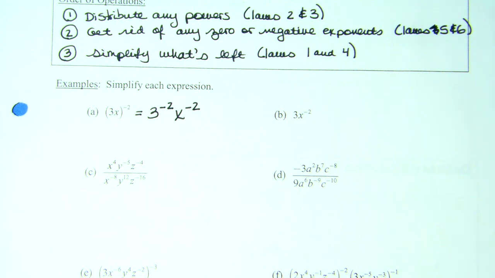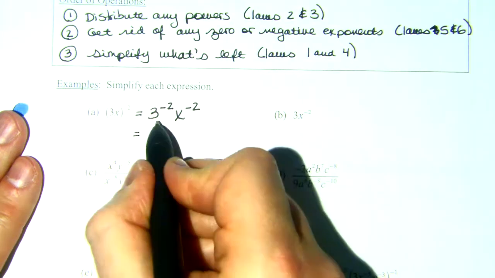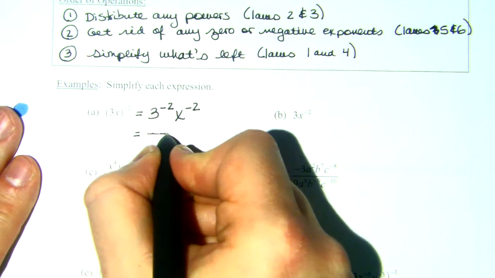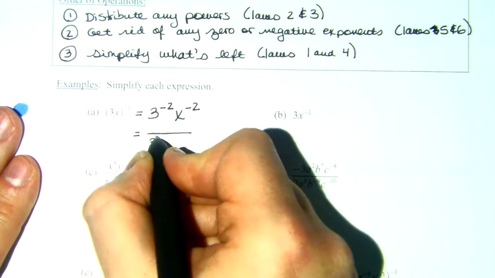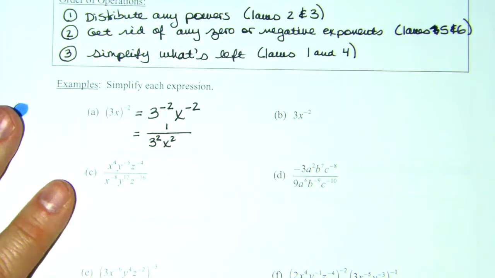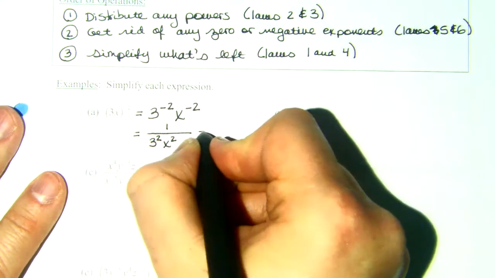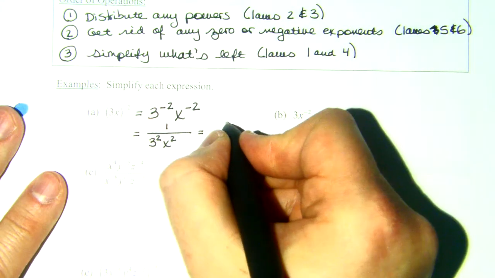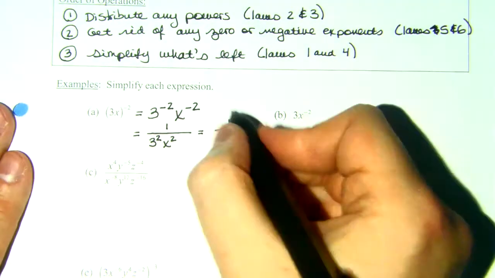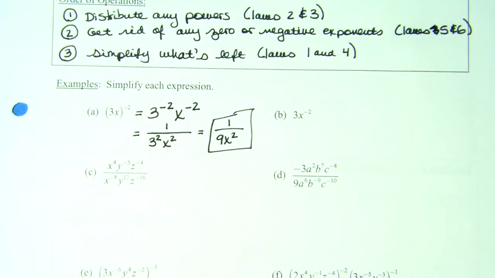Now, I need to get rid of any zero or negative exponents. I don't have any zero exponents, but I do have negative exponents. Both of these exponents are negative, so I need to move them to the denominator. I'm going to put a 3 squared in the denominator and an x squared in the denominator, and I'm going to get 1 over 3 squared x squared. I'm going to finish this off by simplifying what's left. Well, 3 squared is 9, so I'm going to get 1 over 9x squared. And that's my answer: 3x to the negative 2 is 1 over 9x squared.